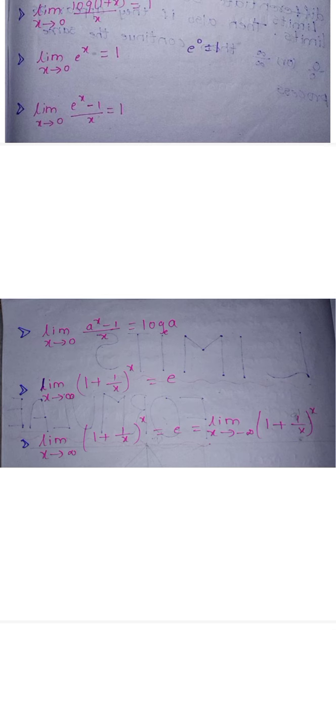Limit x tends to infinity, 1 plus 1 by x whole power x is equals to e. And also limit x tends to minus infinity, 1 plus 1 by x whole power x is also e. So x tends to infinity, 1 plus 1 by x whole power x, the answer is e. Limit x tends to minus infinity, 1 plus 1 by x whole power x, the answer is also e. So these are the formulas of limits.